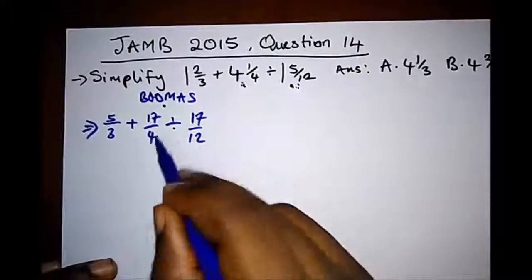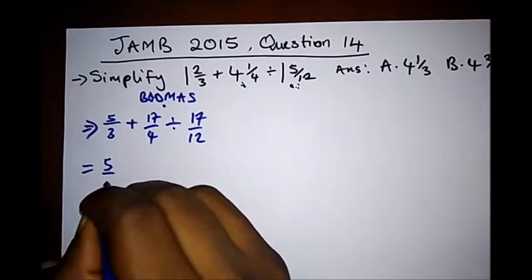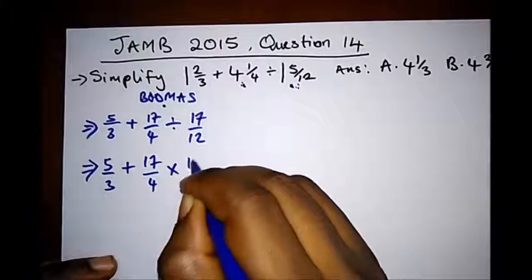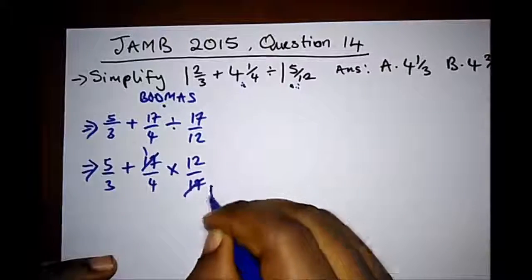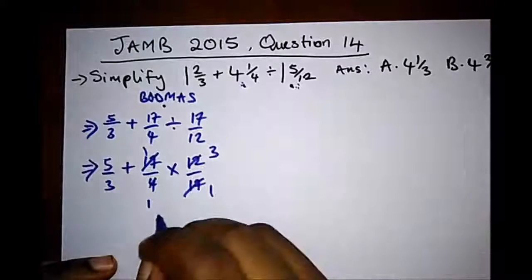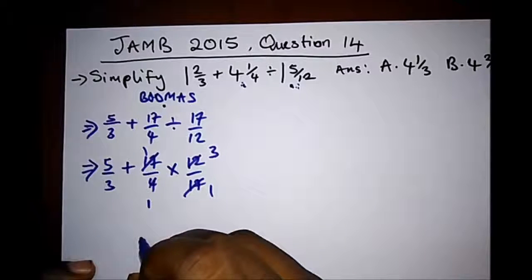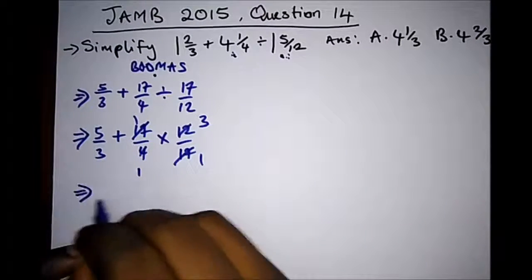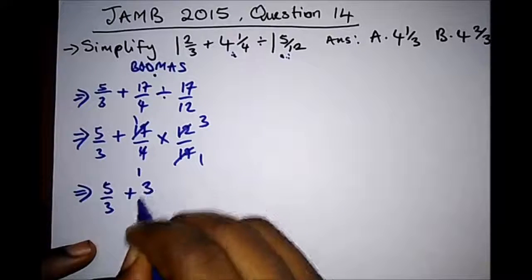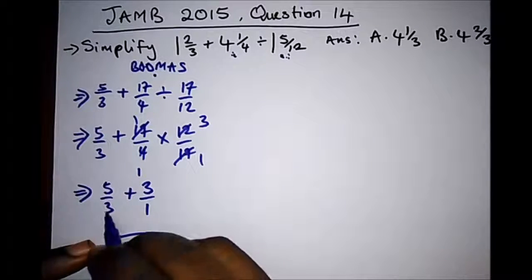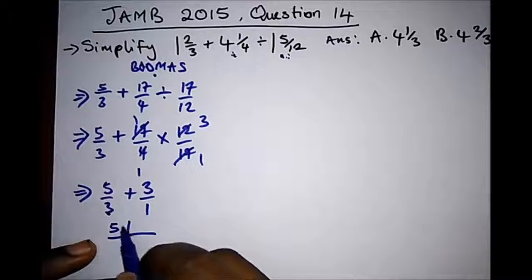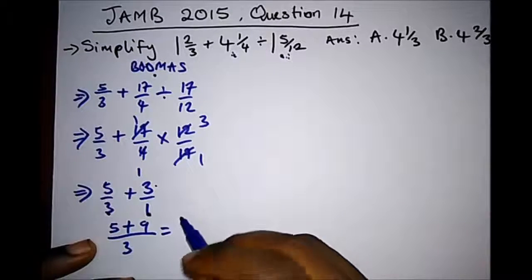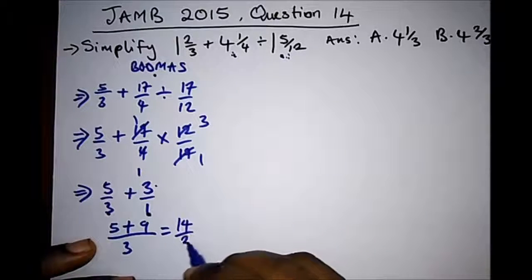So we'll perform the division operation on these two fractions. We have 5 over 3 plus 17 over 4 multiplied by 12 over 17. 17 would cancel itself, and 4 goes into 12, 3 times. It's always good for you to know your multiplication table by heart. So next, we have 5 over 3 plus 3. What's the LCM of this? 3. 3 into 3 is 1, multiplied by 5, we have 5. 3 into 3 is still 1, multiplied by 3, and we have 9. And 5 plus 9 is 14 over 3.